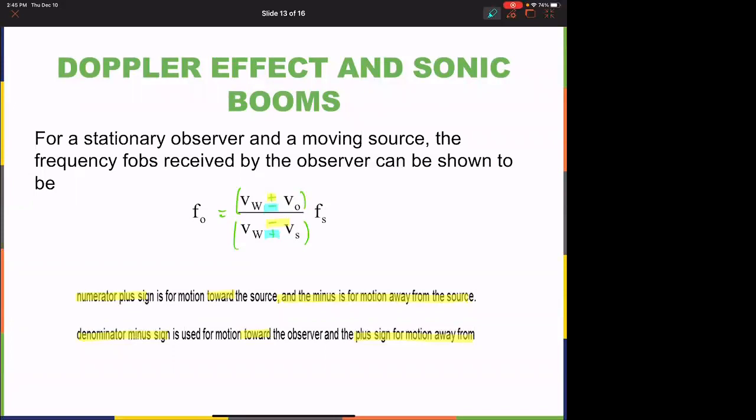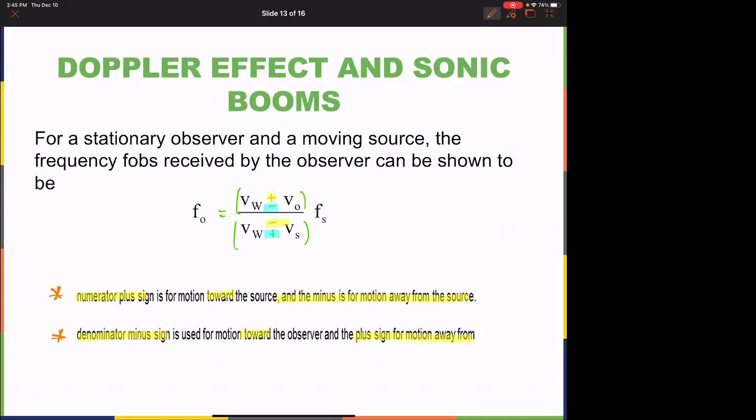When it's moving towards, you're going to have a bigger numerator and a smaller denominator. That makes a larger observed frequency. If you have a smaller numerator and a bigger denominator, that's going to make a smaller observed frequency. Does that make sense? Kind of. So you have to know when you're doing the problem whether to use plus or minus on the top or the bottom. This is your rule down here to tell you. So these are your two rules.